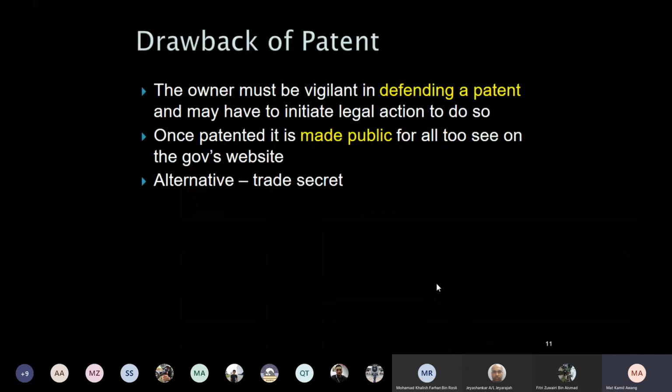If you buy this flour for frying the chicken in the supermarket and whatnot, still the taste is not the same as the KFC chicken. So those are the example of trade secret.